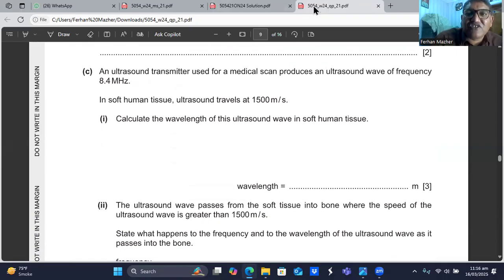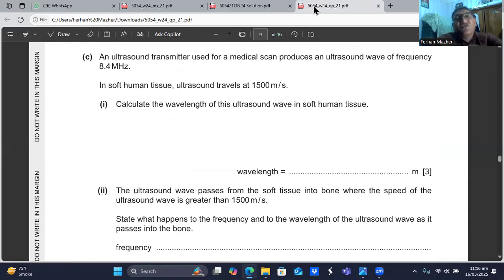Question number 5 is C part. He says an ultrasound transmitter used for a medical scan produces an ultrasound wave of frequency 8.4 megahertz. In soft human tissues, ultrasound travels at 1500 meters per second. Calculate the wavelength of this ultrasound wave in soft human tissue. We know the velocity of that sound. We know the frequency, that's 8.4 megahertz. And we want to find out the wavelength.